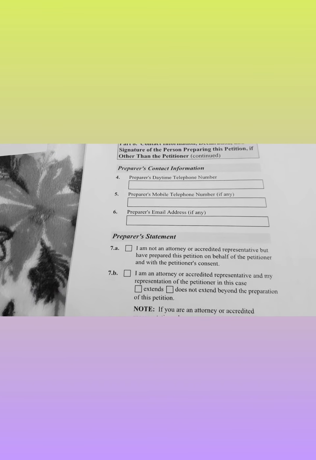So the preparer's daytime telephone number, preparer's mobile telephone number, if any, and preparer's email address. So they need the preparer's statement. This is for the preparer as well. For the preparer certification, they needed the preparer's signature and the preparer's date of signature: the month, the date, and the year. So we move over to the last part, which is talking about additional information.